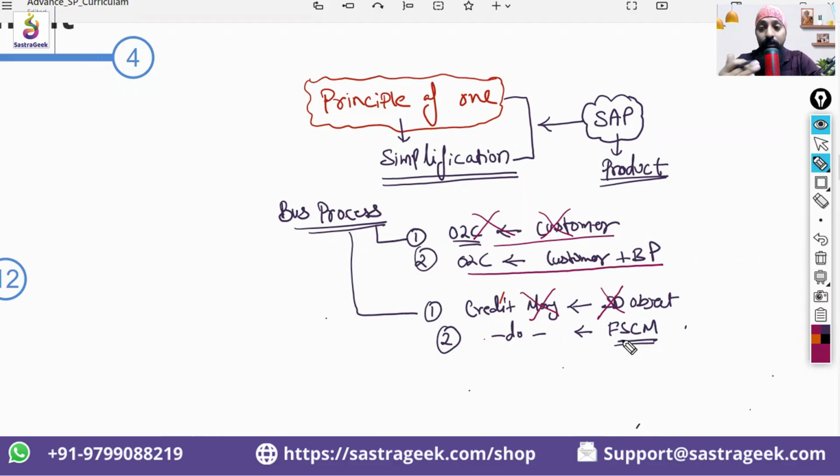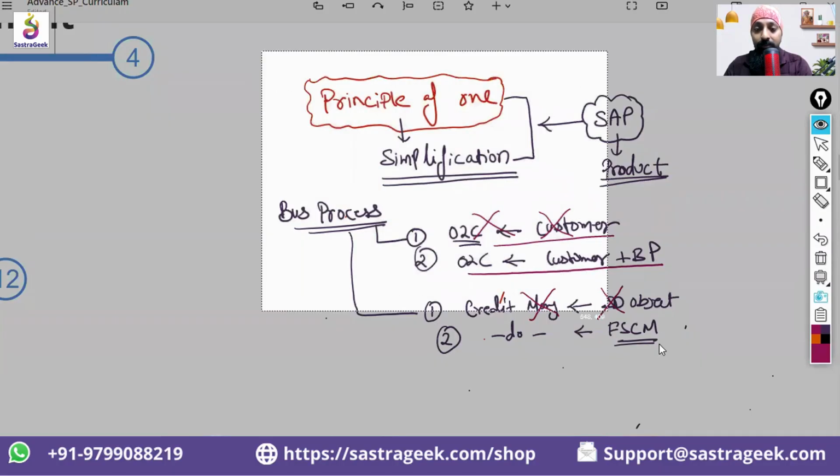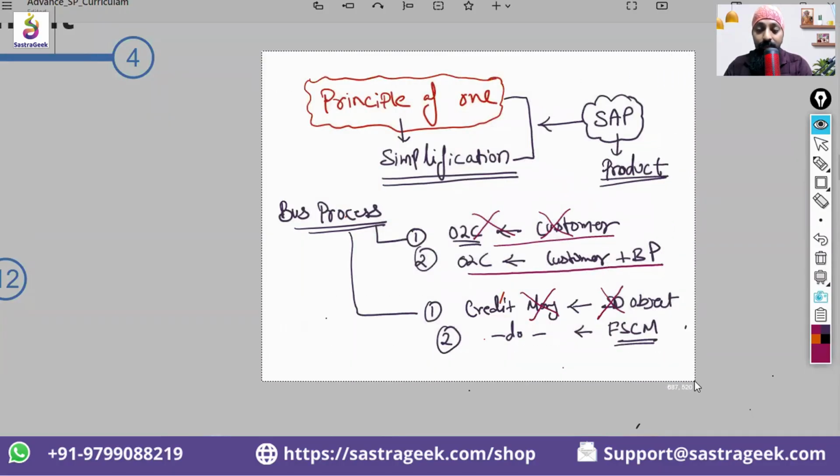In ECC also, both can be used, settlement management or the SD object for rebates. But SAP has changed it. With the principle of one, they said it is only settlement management. So that is the principle of one. Whenever you hear principle of one, it means simplification of the SAP product, where multiple processes and functions exist, and SAP has marked a few of them as redundant and is proceeding ahead with the best ones.